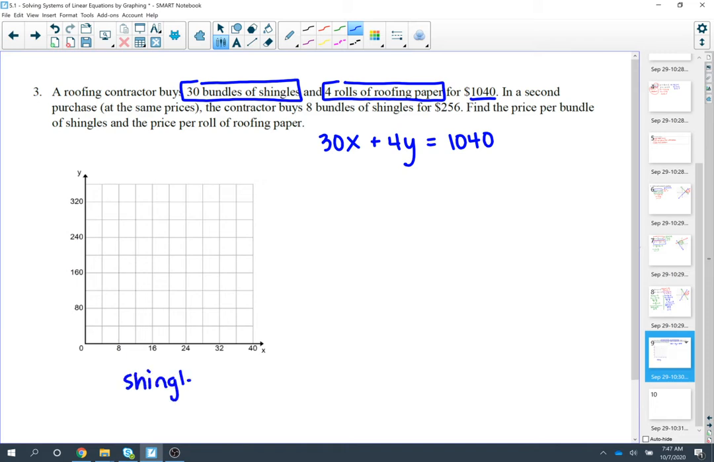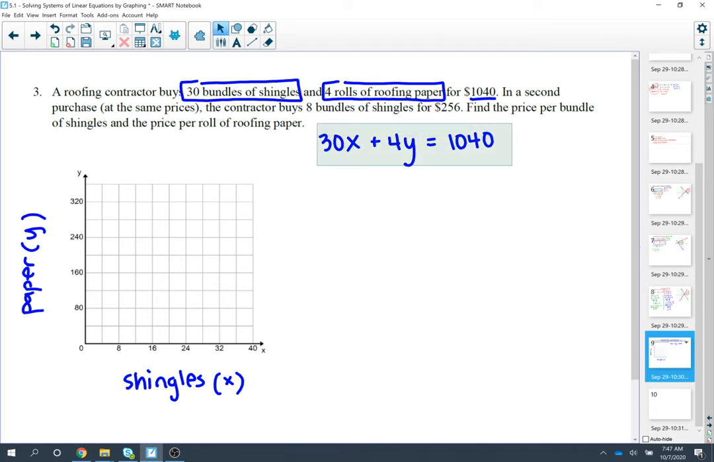I'm saying 30x because the bundles of shingles are 30, so x is going to represent my price for shingles. And then for y, which is my roofing paper, y is going to represent the price of paper. And then altogether, I have $1,040.